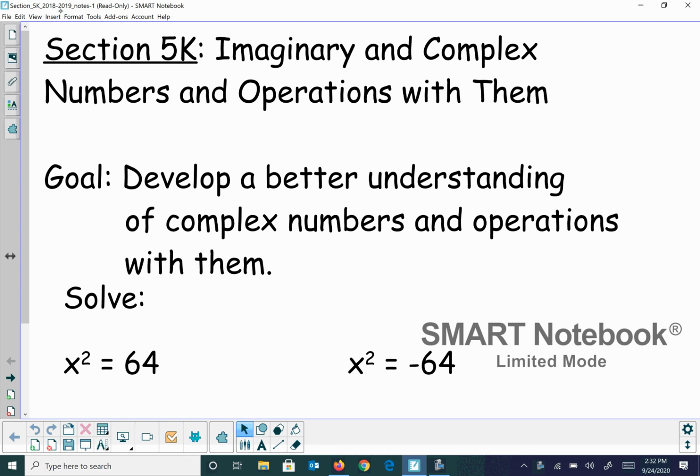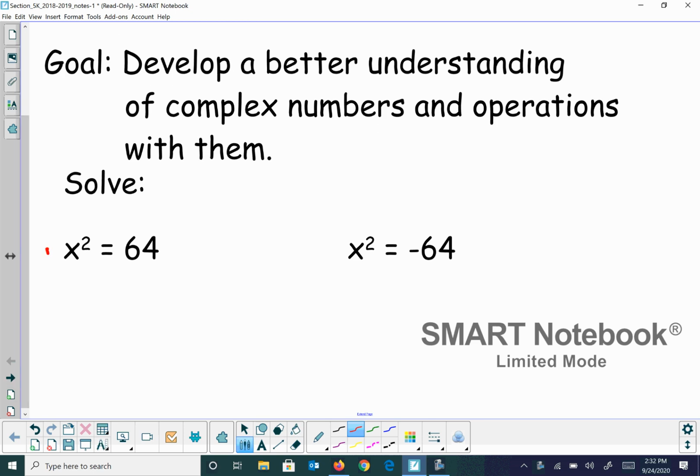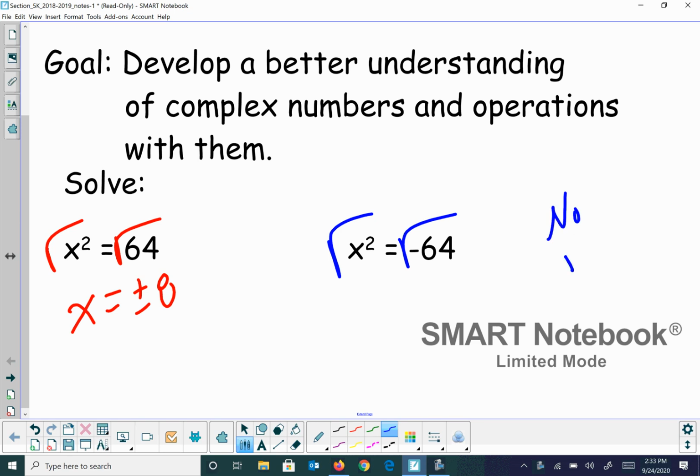So we're now going to start looking at the imaginary and complex numbers. And this is where we can do the square root of negatives because we're not dealing with real numbers. So if I were to look at this first problem, as of right now, you would have known this to be an answer of x equals plus or minus 8. And if you were to do this problem right before this lesson, you would have said no real solution.